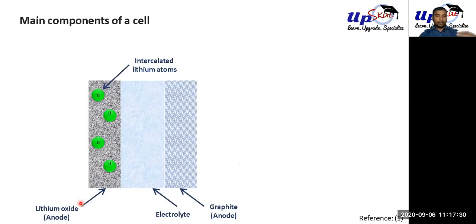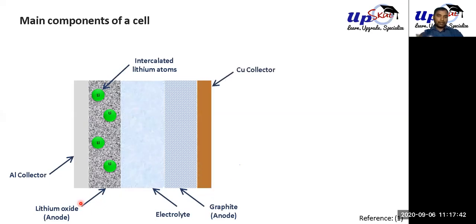For example, neither graphite nor this oxide is very good at collecting electrons. So we have to add a collector. On the other end, we have to add a copper collector. There is also a very specific reason why on one end we have an aluminum collector and on the other we have a copper collector. We are going to look into that shortly.